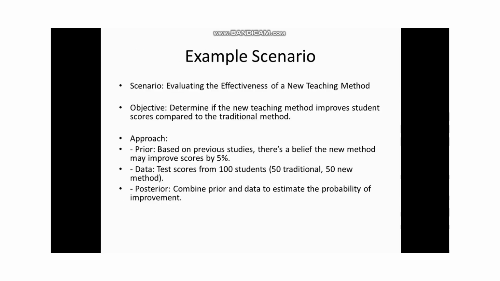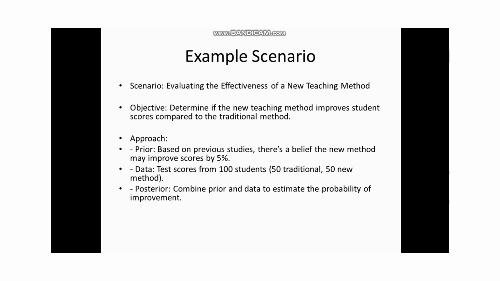So now, a typical example of when to use a Bayesian analysis is, let's have a scenario. Let's say we are evaluating the effectiveness of a new teaching method, and the objective is to determine if the new teaching method improves student scores compared to the traditional method. This is what we are going to be using in our analysis in R. So take note. Now, what is the approach?